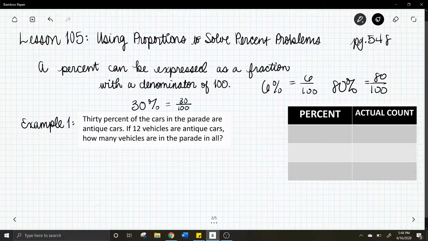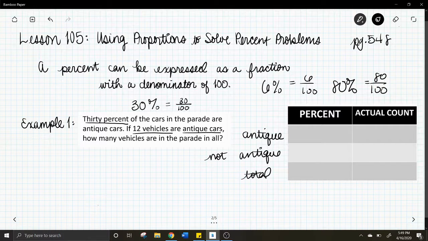Our first question here: 30% of the cars in the parade are antique cars. If 12 vehicles are antique cars, how many vehicles are in the parade in all? What we're looking at with this first question is a parade. So we're looking at antiques, we're looking at cars that are not antique, and then we're looking at the total.